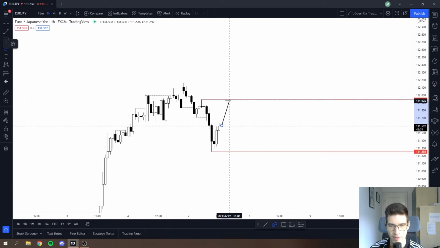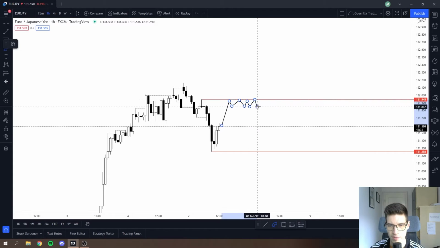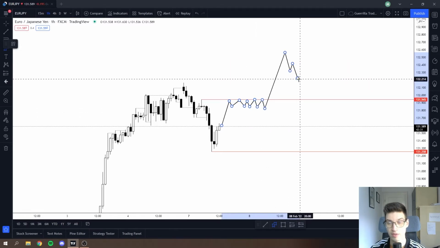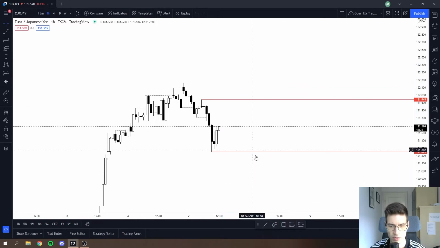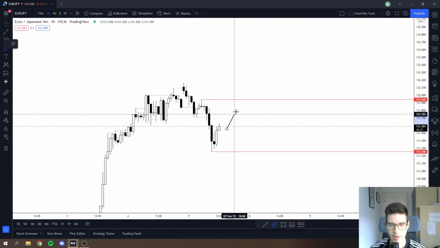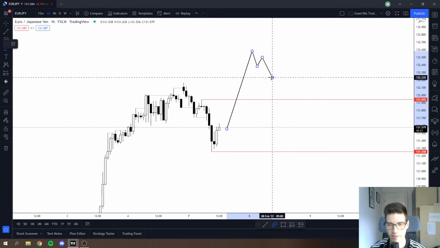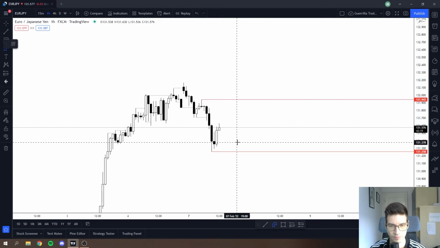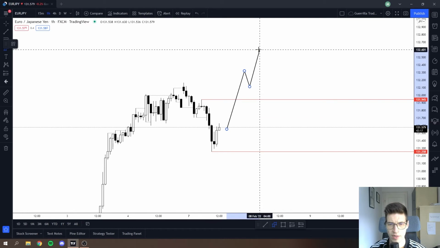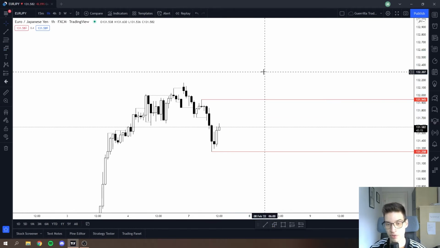What can happen, we can get a V reversal and then get a small range, push to the upside, look for a long trade, because this is a common pattern that occurs. Also what I would like to see is a push to the upside, then a flag to go long. Or push, pull back, another push, break and retest, also to go long.